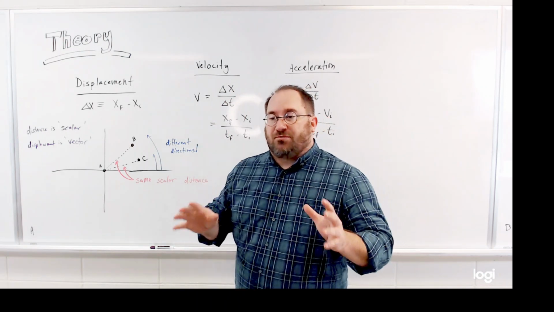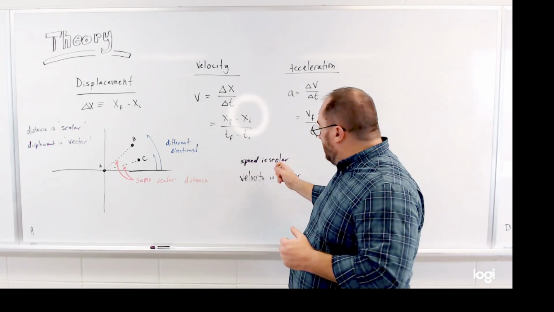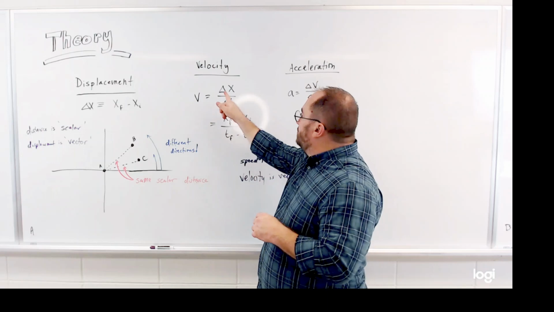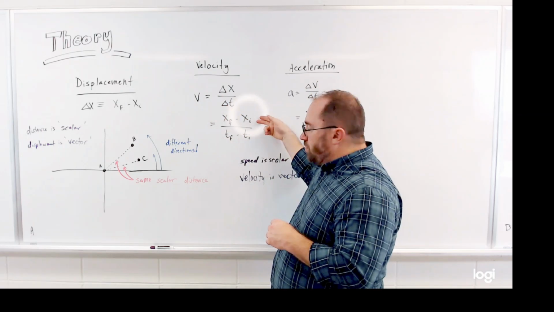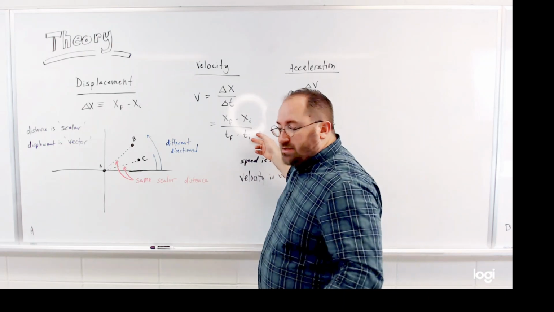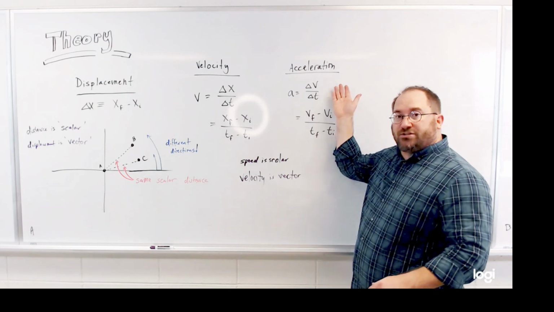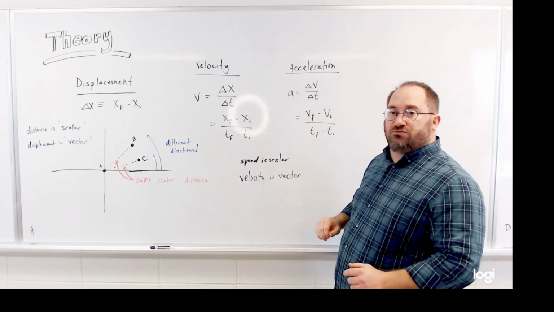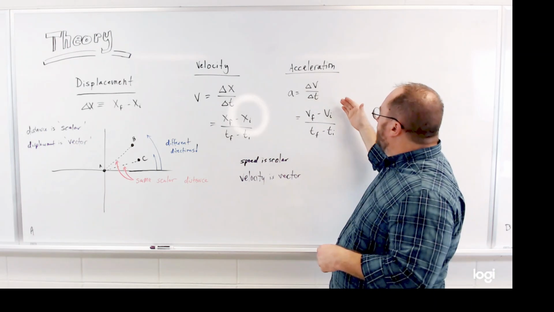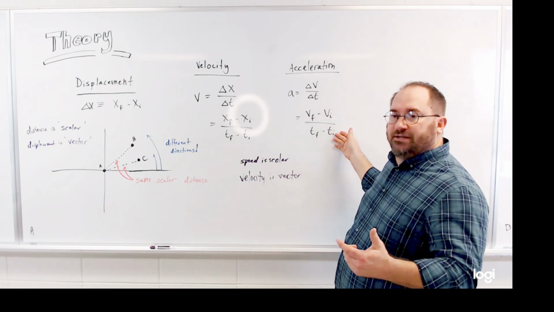Now, you may also be familiar with speed, which would be the scalar quantity of velocity, but velocity itself is a vector. And velocity is change in position over change in time, or final minus initial of position, final minus initial of time. And finally, of these three quantities is acceleration. Acceleration is a vector as well. Acceleration is change in velocity over change in time. Delta V, or V final minus V initial, over T final minus T initial.